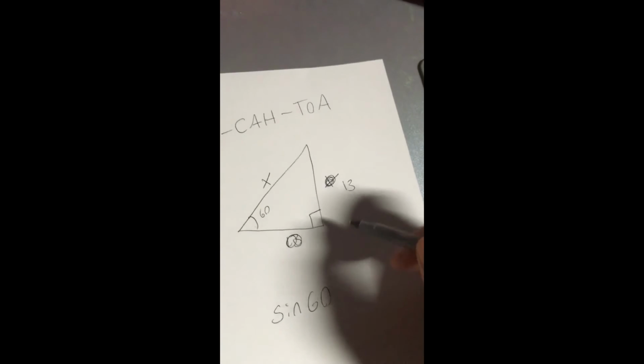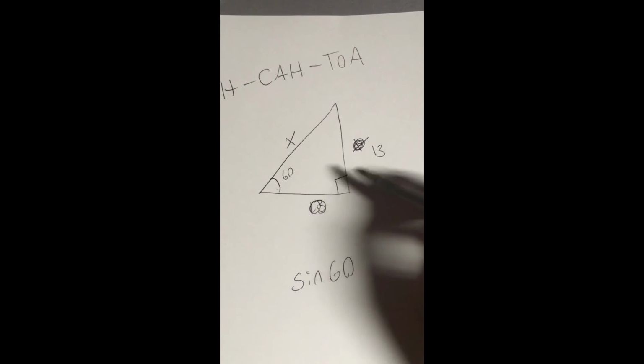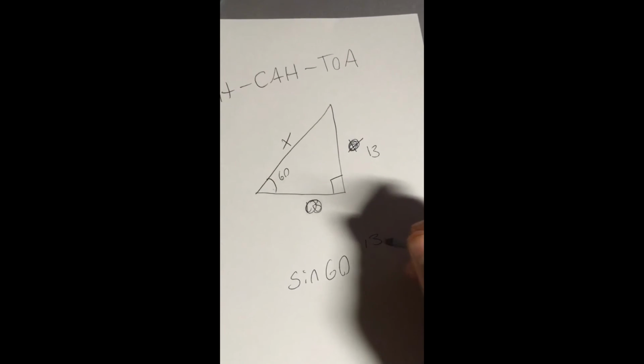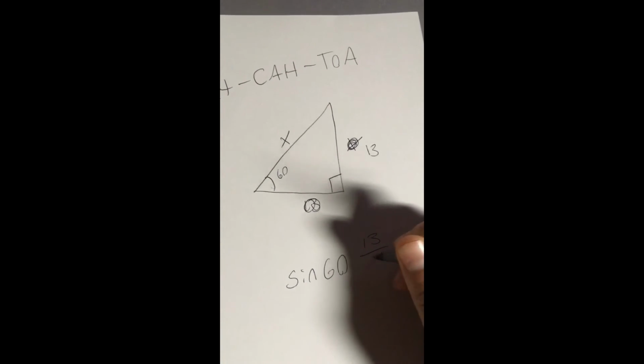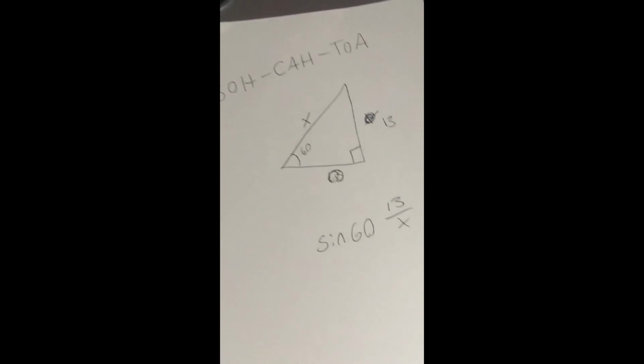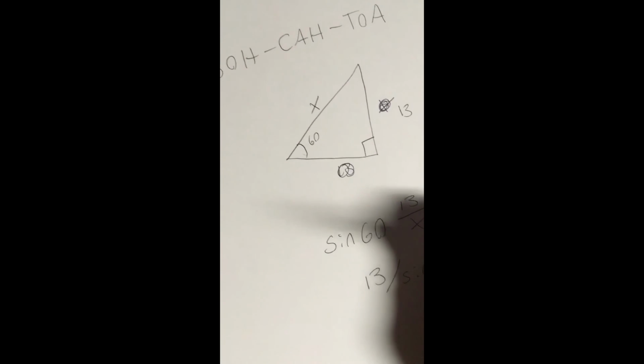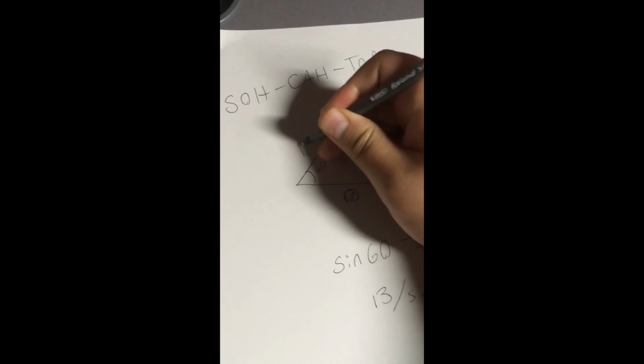So we put sine of 60 right here, and then we'd look right here. So our opposite is 13 over our hypotenuse, which is x, which we're looking for. Since it's on the bottom, we're going to do like we did earlier with the cosine. We're just going to do 13 divided by the sine of 60, which gives us, when you put it in your calculator, 15.